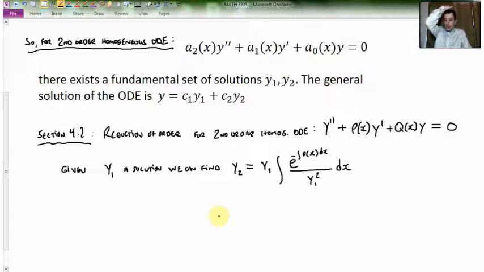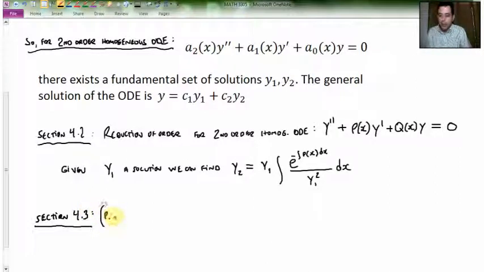Now, in section 4.3, we're going to do just one little thing, just the first part. It will be the first 3 pages of section 4.3, so I'll write here pages 133 through 135. That's all that's going to be on the test. After the test, we're going to finish section 4.3.